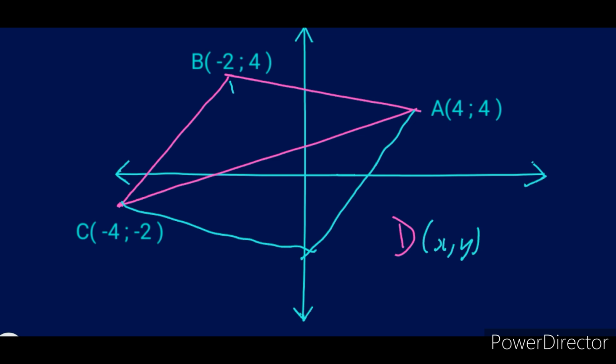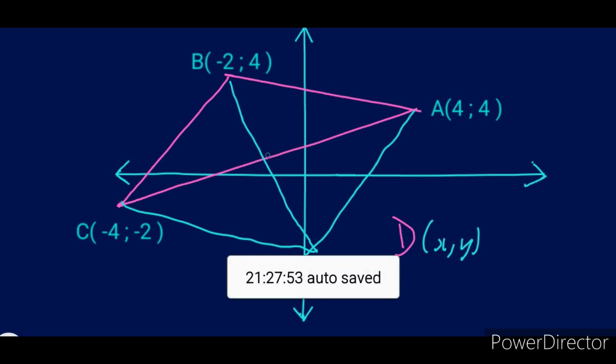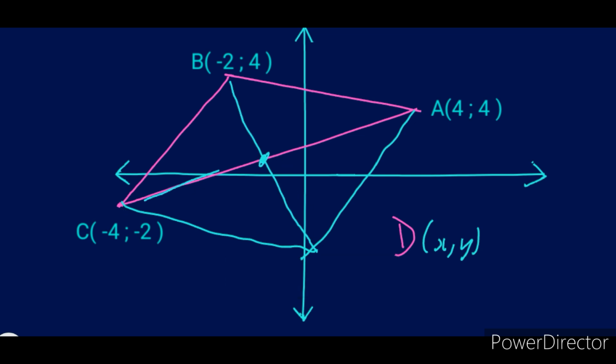Now we just need to draw another diagonal, and then we know that the midpoint of the pink diagonal will be the same as the midpoint of the turquoise diagonal. So let's find the midpoint. Notice we are finding the midpoint, so we're going to use the formula as normal. The midpoint is the average of the x values, and then the average of the y values. Alright, so now let's substitute our coordinates.